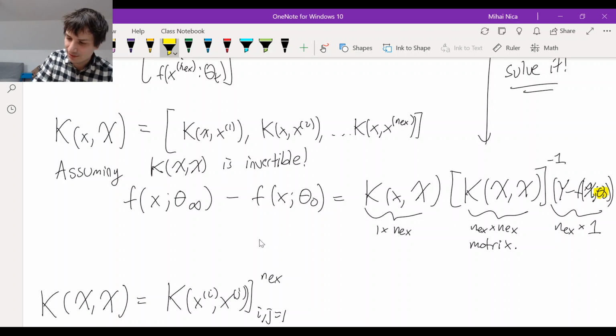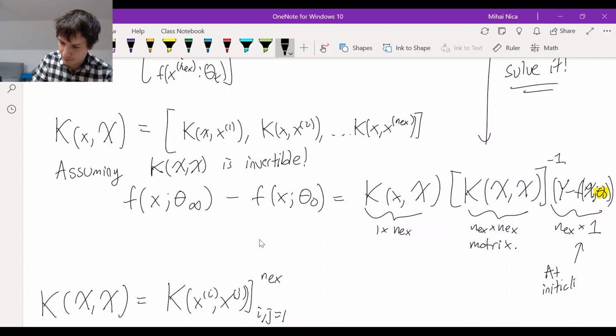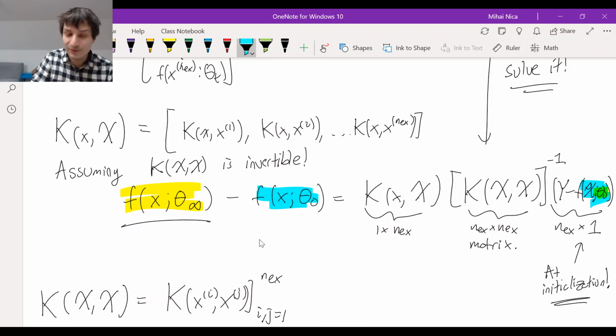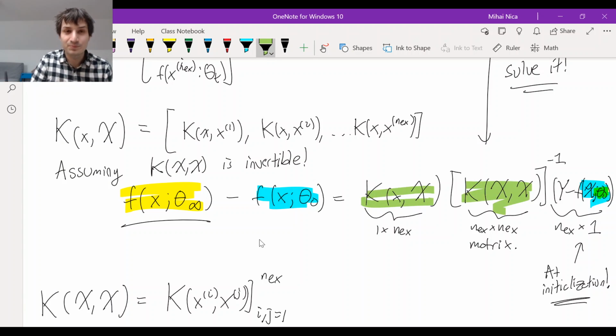So this is the nx by 1 vector at initialization. This is really great. If you want to know what happens after training, that's this term. What happens after training? Well, you only have to know what happened initially, and then you multiply that by this matrix of all the training examples. So this has all the training examples in it. And I think this formula shows you very clearly how the model is evolving.